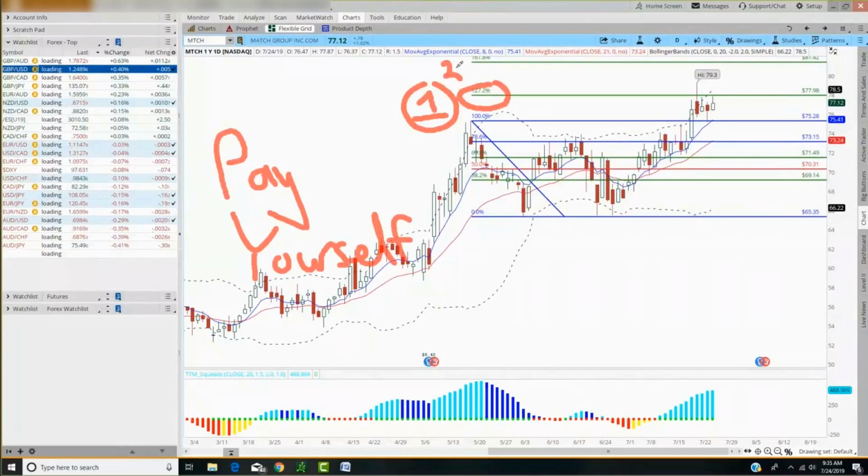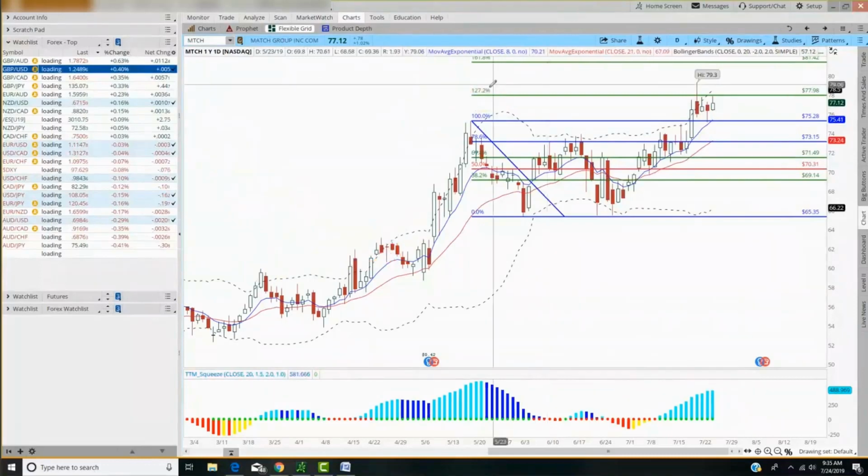Now, some traders might also use this as target number 2, the 161.8 Fibonacci. But it's totally fine, when it comes to the 127.2, to just get out of the trade. There's no magic behind this. It's just the 127.2 Fibonacci.